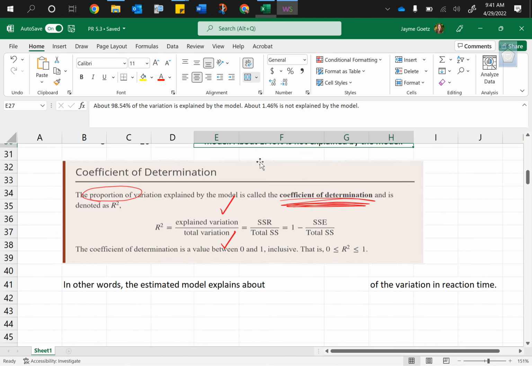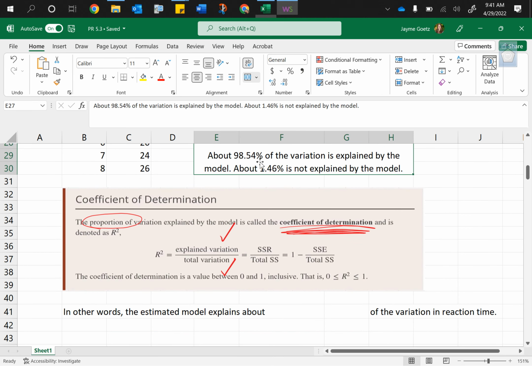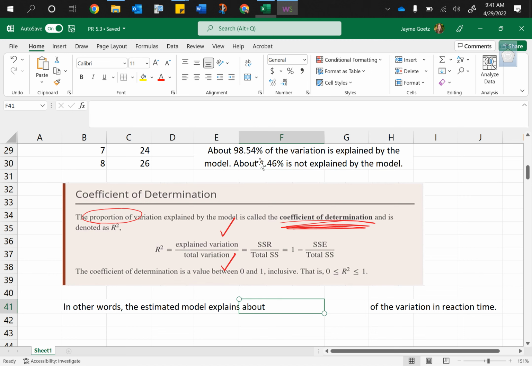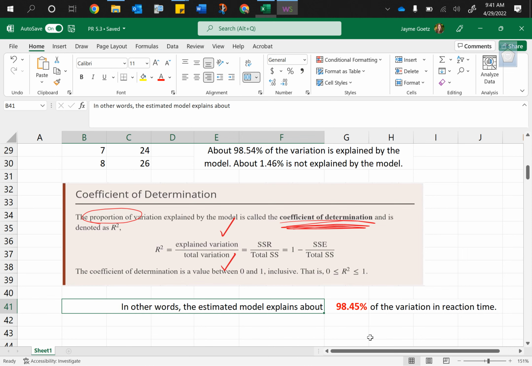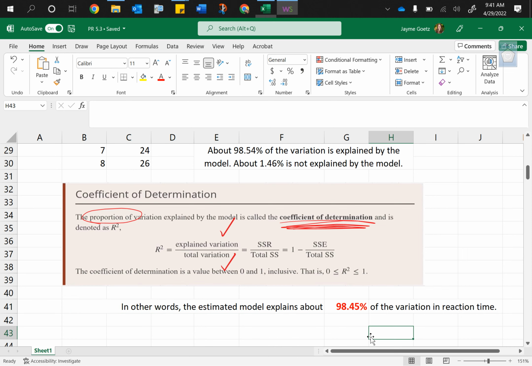So that r squared, the coefficient of determination, is the proportion of variation. In other words, for this specific model, the estimated model explains about 98.54% of the variation in reaction time. That is really good.